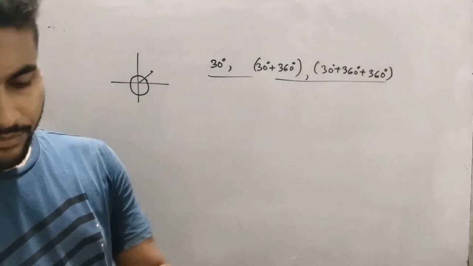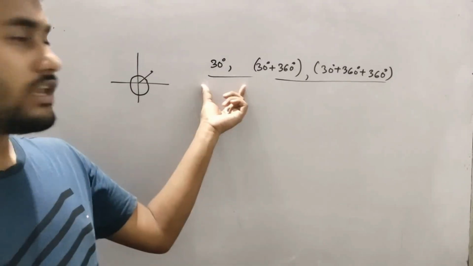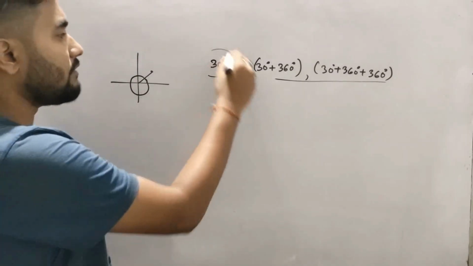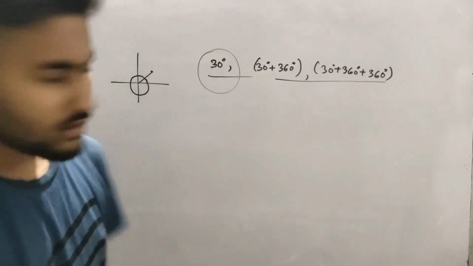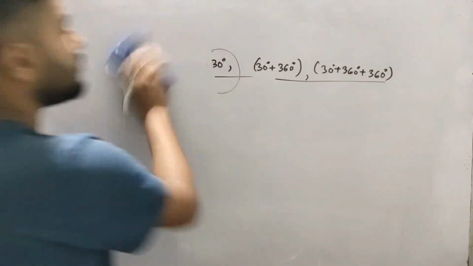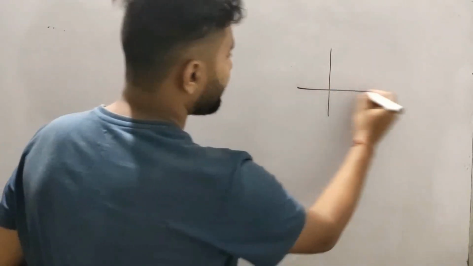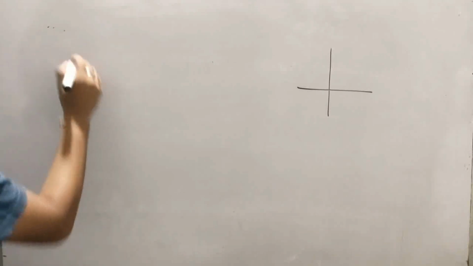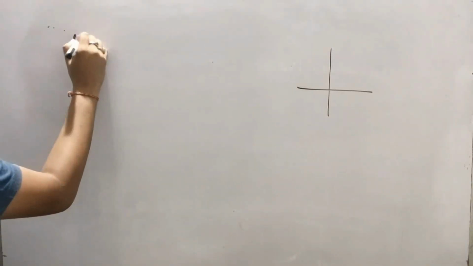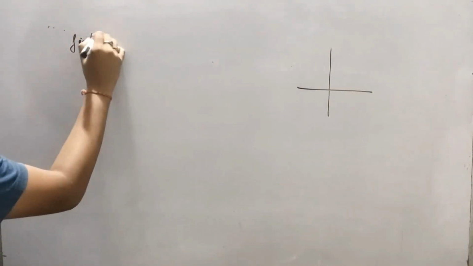So from this, what will be the principal value? Principal value is the smallest of the general values. So this will be our principal value. Clear? While finding the amplitude, we will only discuss the principal value of theta. Remember, it will be the smallest of all the general values. Now just look at this part. Finding theta.